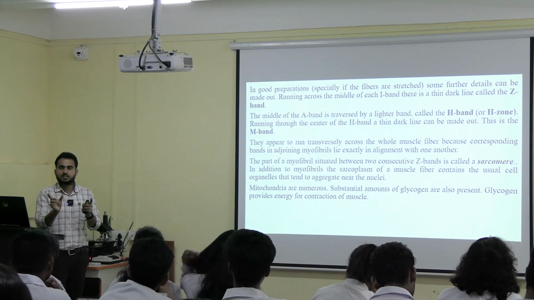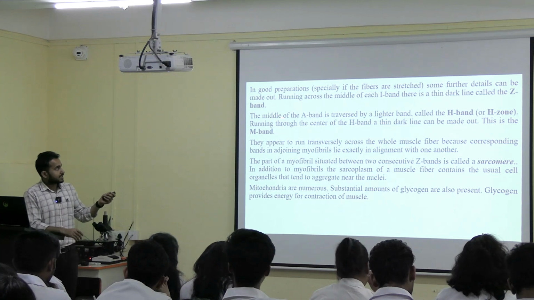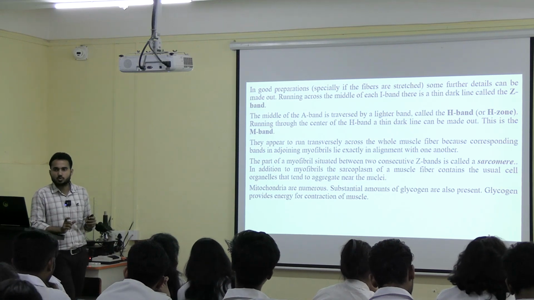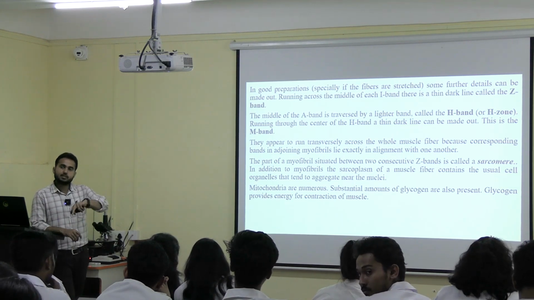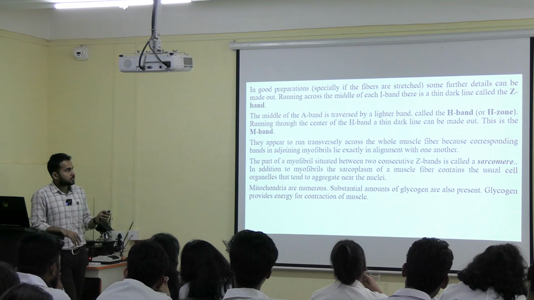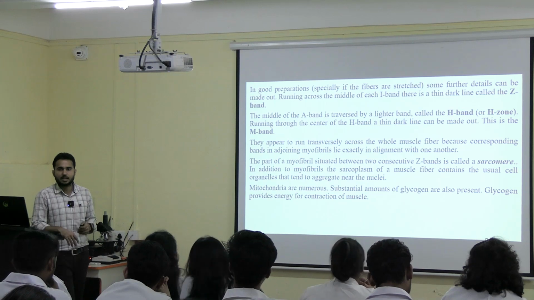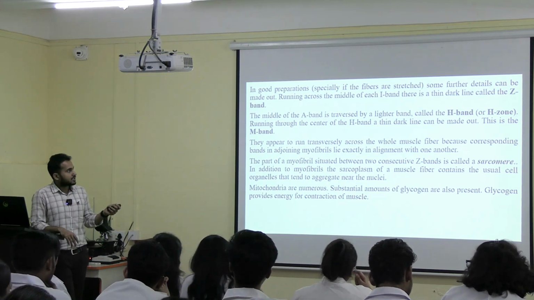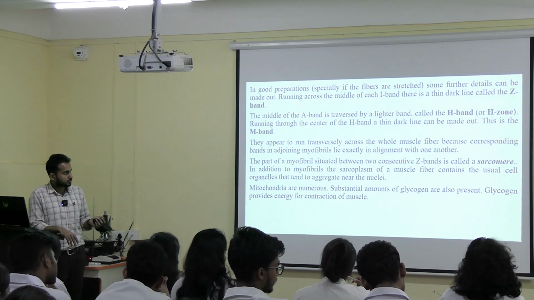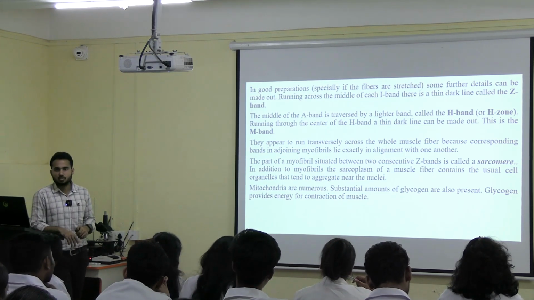In between that, the area which is there is called the sarcomere. Next, at the middle of the A band, traversed by a lighter band, is the H band. Actually, it is not a band, it is a zone, the H zone. And at the center of the H zone, another band is there, called the M band. These are nothing but the arrangement of the actin and myosin filaments. They run transversely across the whole muscle fiber because of the corresponding adjoining myofibrils. As I said, the myofibril situated between two consecutive Z bands is called the sarcomere.